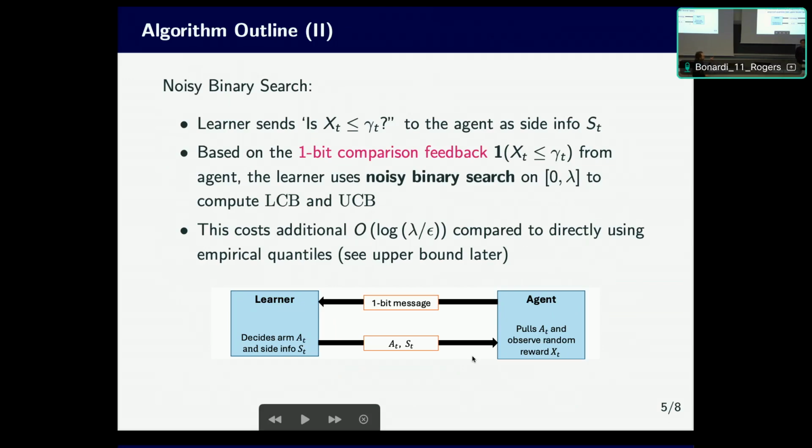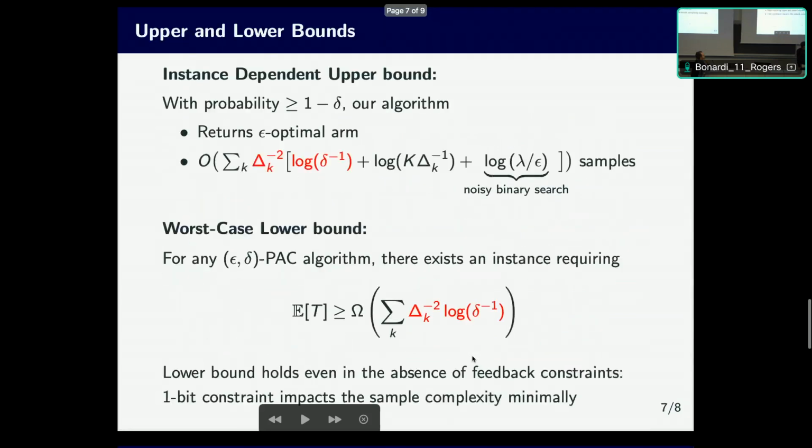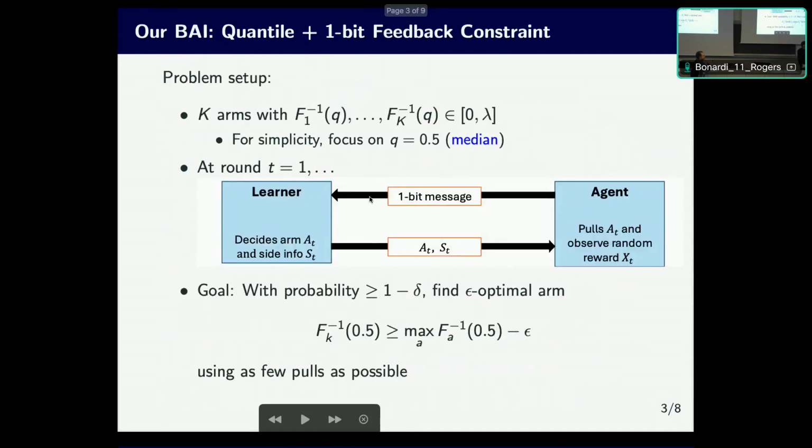Yes, about this channel, I'm wondering whether this also appears in the lower bound as well. Like in the lower bound, the learner is still allowed to ask questions to the agent? Okay. So the question is whether the lower bound involves this communication channel. It does not. The lower bound actually holds for the problem without this. So imagine the learner actually gets to observe the precise realization or observation, and that lower bound still holds.